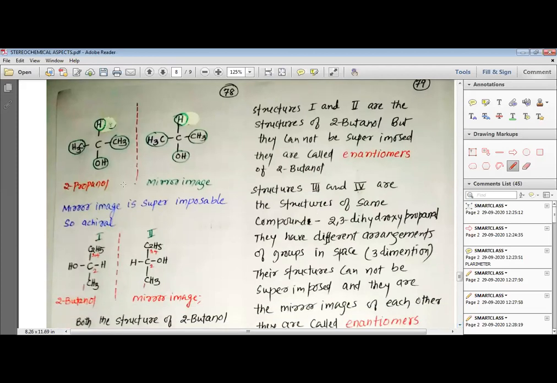In the same way we can represent 2-propanol in this manner. You can see that if you put the mirror image on top of it, you will realize that this CH3 fits with this CH3, this OH fits with this OH, and this H fits with this H, and that is why the mirror image can be superimposed. And as the mirror image is superimposable, it is achiral.